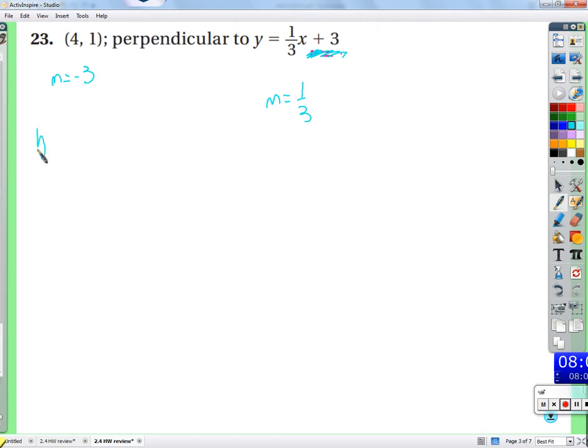Well, then it's all the same. Right? y minus y1 equals m times x minus x1. y minus 1 equals negative 3x plus 12. y equals negative 3x plus 13. Just telling us about the slope. The slope is the opposite reciprocal if these lines are perpendicular.